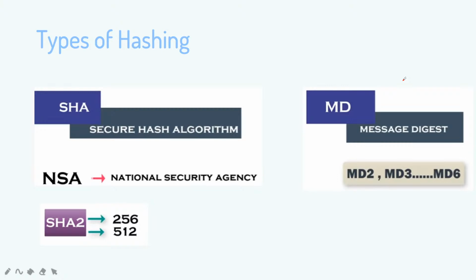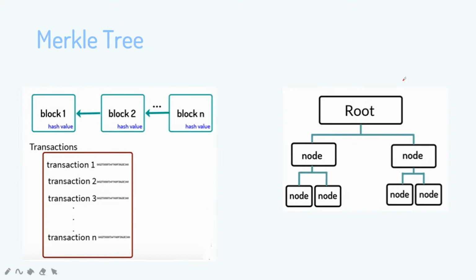Here we have the types of hashing algorithms. Two important ones are the Secure Hash Algorithm, developed by the National Security Agency, and the MD hash algorithm. SHA-2 is an upgrade with 256-bit and 512-bit versions. MD has different versions, MD2, MD3, MD6 and so on. So these are the types of hashing algorithms.